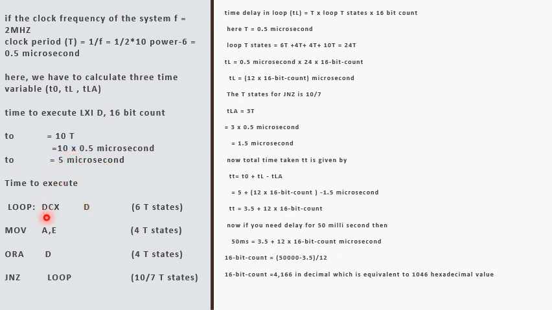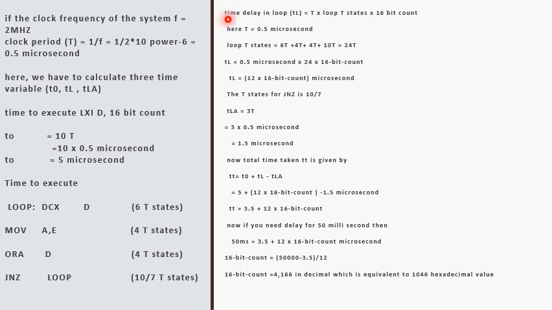Next, time to execute this loop. DCX D is of 6 T states, right? And MOV A comma E is of 4. ORA D takes 4 T states and JNZ takes 10 or 7 T states. We have already discussed about this, right?